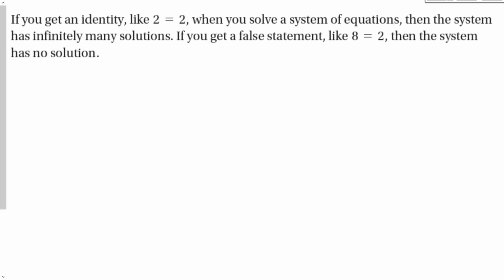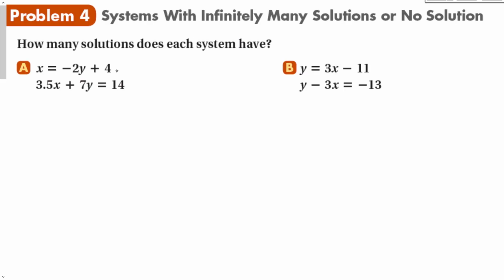If you get an identity, like 2 is equal to 2, when you solve a system of equations, then the system has infinitely many solutions. If you get a false statement, like 8 is equal to 2, then the system has no solutions. And we can see this when we try to substitute. So x is equal to negative 2y plus 4. So we can have 3.5 times whatever x is equal to plus 7y is equal to 14.